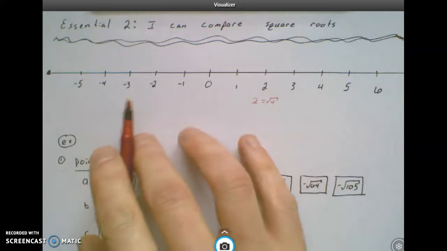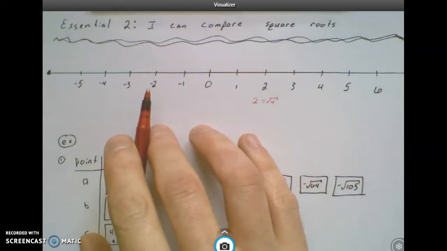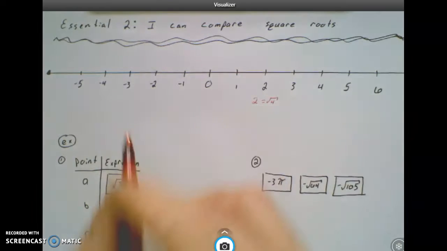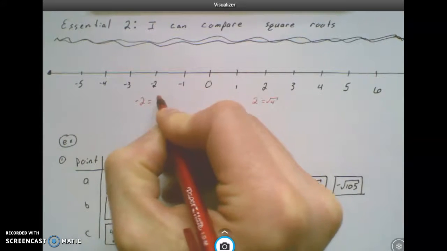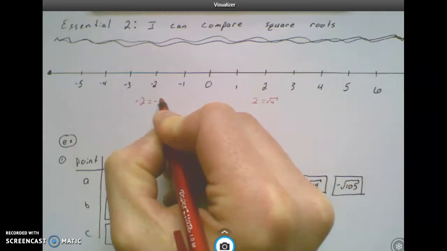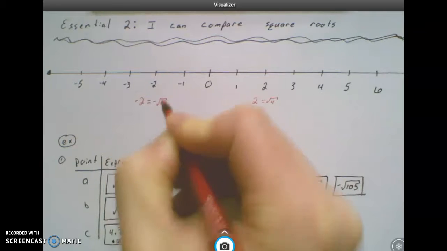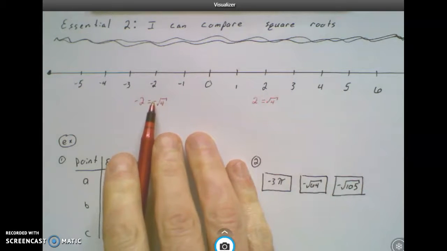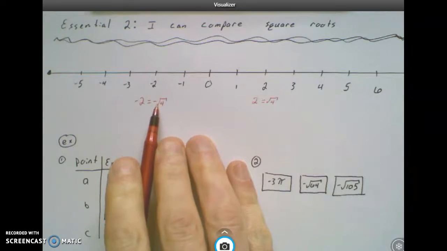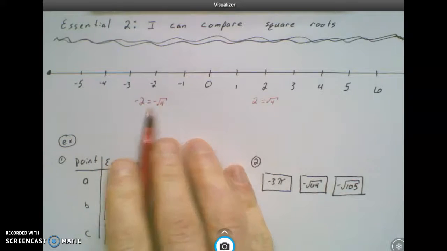And so what that would look like is let's just focus on the 2, right? So negative 2, how do we write that as a square root? It would just be the negative square root of 4. Okay, so the negative goes outside. This is actually called a radical sign, the square root sign. Okay, so that's how those look.